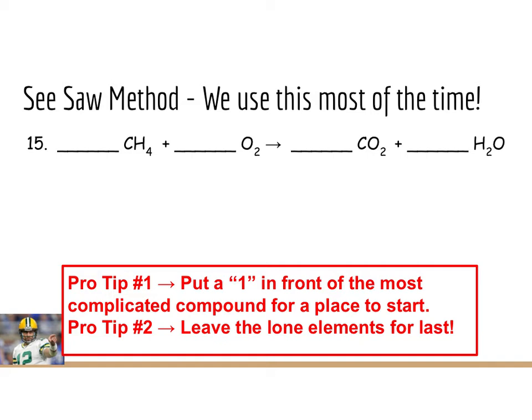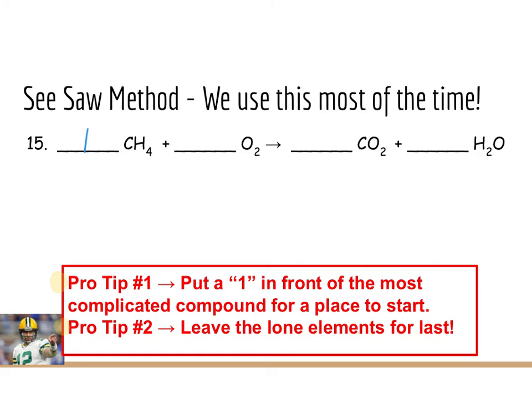The first pro tip that Mr. Rogers here has for us is to put a 1 in front of the most complicated compound as a place to start. These might be note sheet worthy, these pro tips here. Probably a good idea to have those somewhere for later reference. But if I put a 1 near the most complicated compound, or sometimes even just the first compound, leaving the lone elements for last.